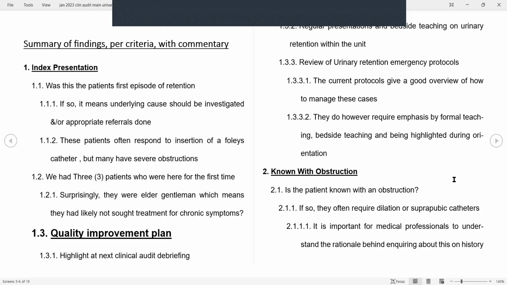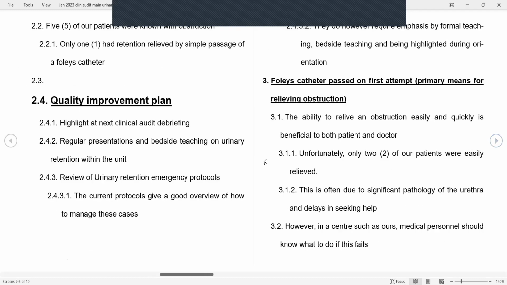So the majority of these patients who are known with obstruction will end up with a case where you may get lucky, you place a catheter, it goes in, there's no problem. And you may also end up with a situation where you need to dilate that stricture or that blockage before you can get a catheter in. And in some cases, it's impossible to dilate, and the patient may need a suprapubic catheter. Okay, so you have to understand why that's happening.